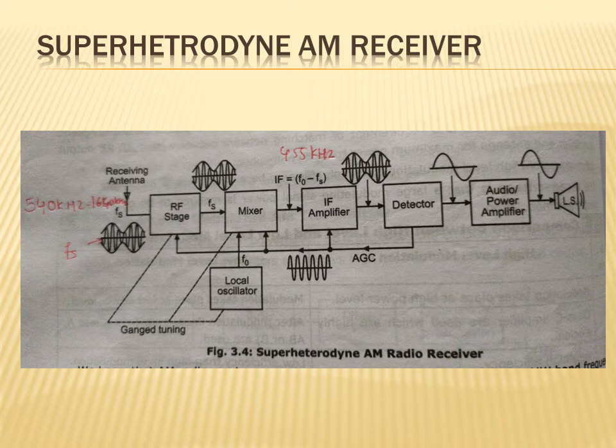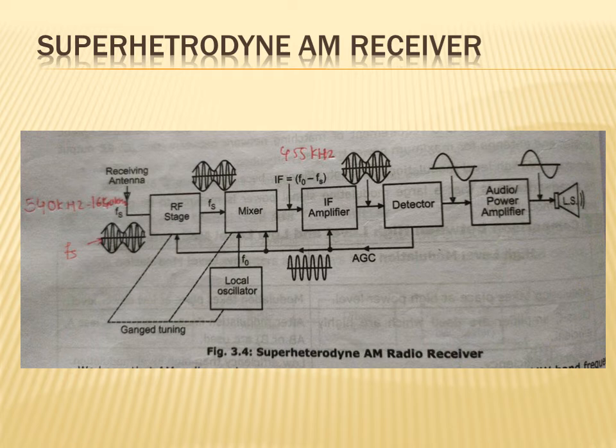This local oscillator generates the high frequency sinusoidal signal, and both these signals are given to the mixer. So what is the function of mixer? Mixer generates 4 frequency components. FS and FO get mixed and generate 4 frequency components: FO, FS, FO plus FS and FO minus FS. Out of them the difference component, FO minus FS, is selected. This FO minus FS is called the intermediate frequency.